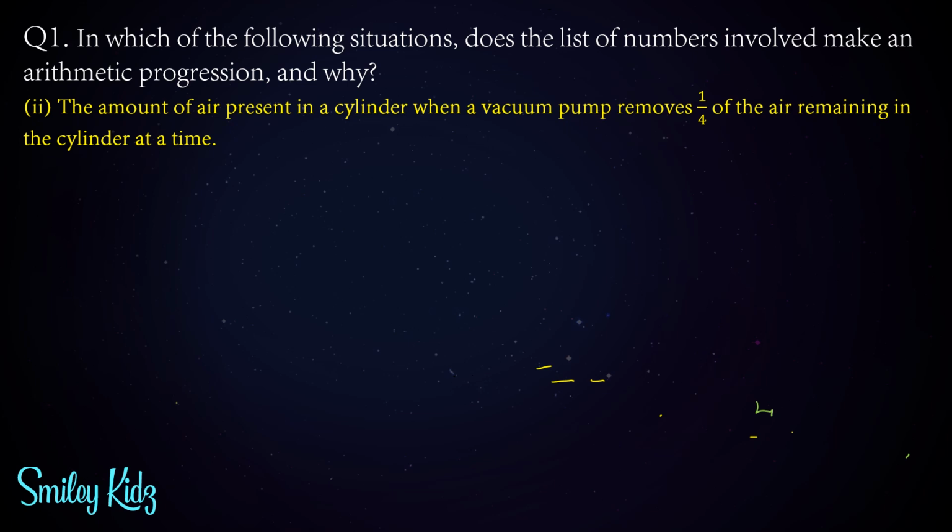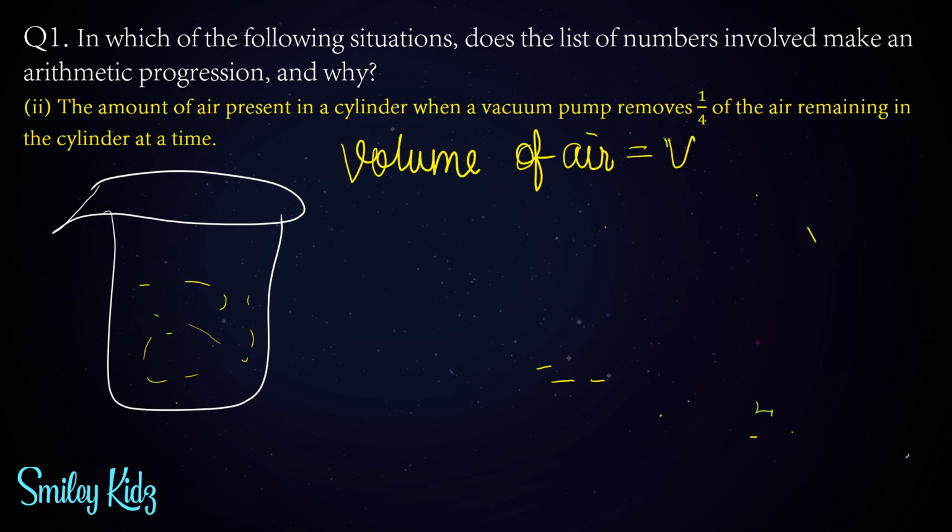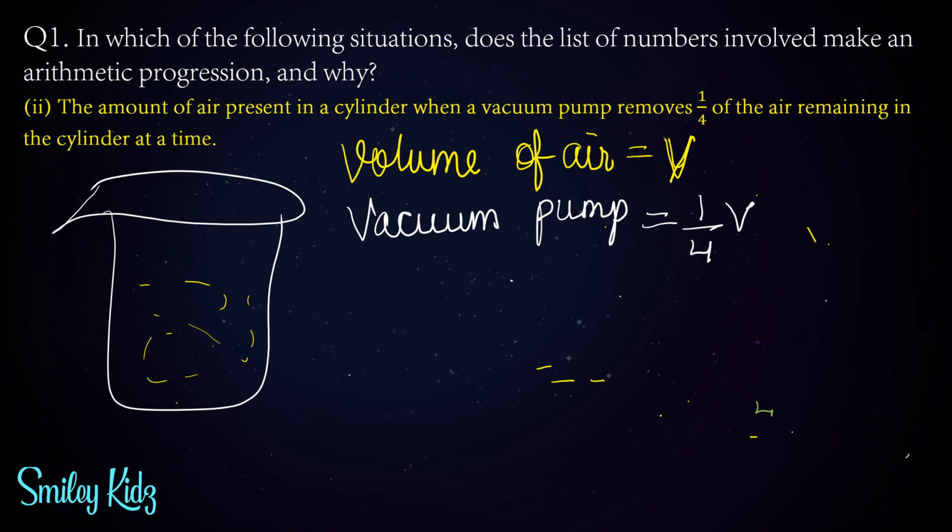The amount of air present in a cylinder when a vacuum pump removes 1/4 of the air remaining in the cylinder at a time. Now here I have a cylinder which is containing some volume of air. And I am assuming that the volume of air present in the cylinder is V. Then going to the next part of the question, on the other hand, I have a vacuum pump which removes 1/4 of the air. 1/4 of the air means 1/4 into V because the volume of air has been assumed as V.